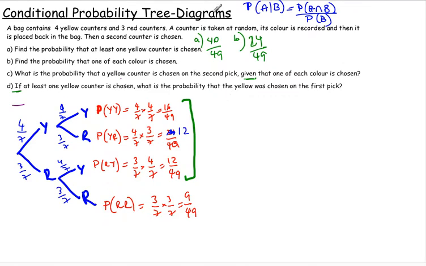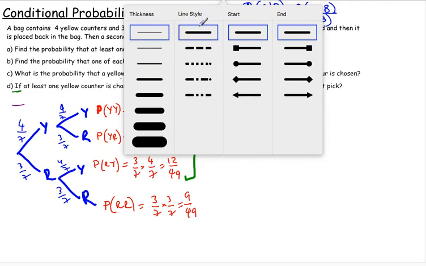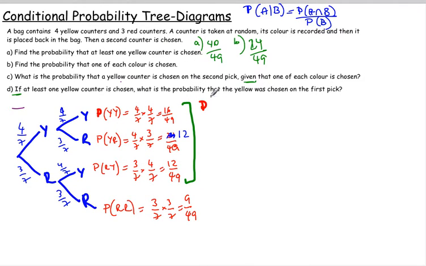So if I look at the probability, this is what I want, right? The probability of this question. I'm going to be very, very careful at wording this sentence here. So, the probability that a yellow counter is chosen on the second pick. So I want the probability of yellow on second, given that one of each color is chosen, one of each.